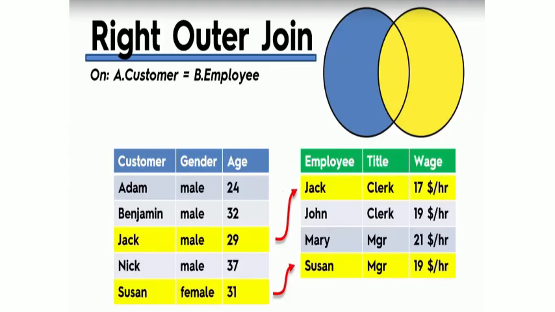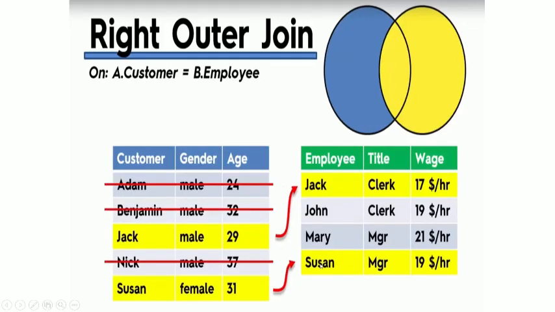I'll give you a pictorial representation also. This is a right outer join. You can see from the Venn diagram, every record coming from the right table and only the matching record coming from the left table. Employee and customer, these two columns that we are joining. Jack is matching with Jack and Suzanne is matching with Suzanne, right? Everything from the right table and from the left table, we get only the matching records, right?